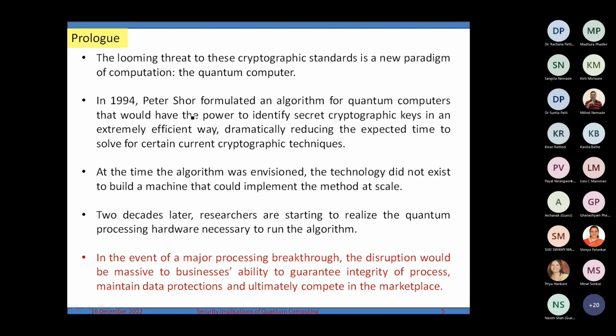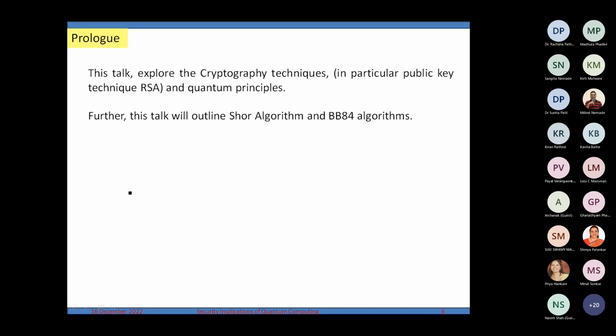The reason is that in 1994, Peter Shor came out with an algorithm meant to be executed on a quantum computer. If that algorithm is implemented on a quantum computer, whatever security strength the current cryptography algorithms have can be easily broken. These points we will discuss in this particular talk.